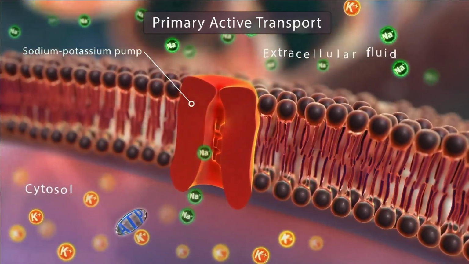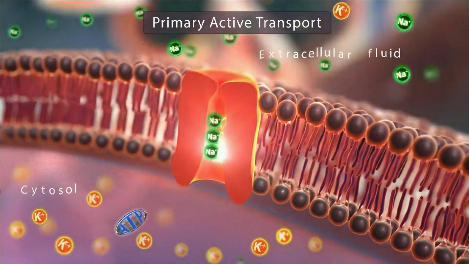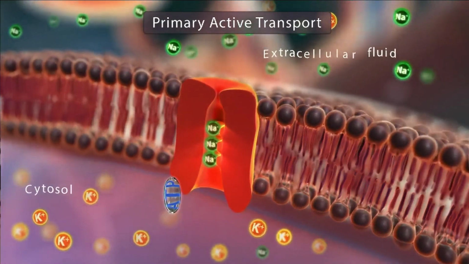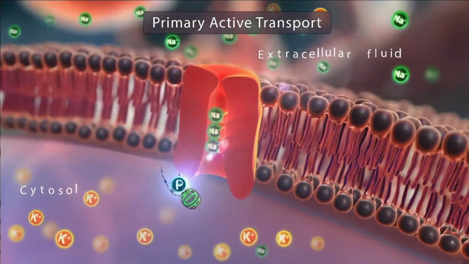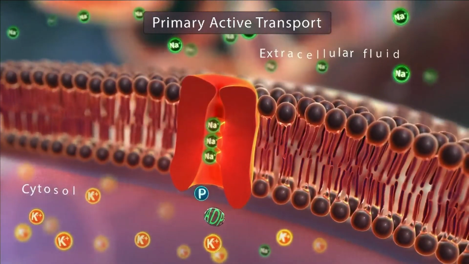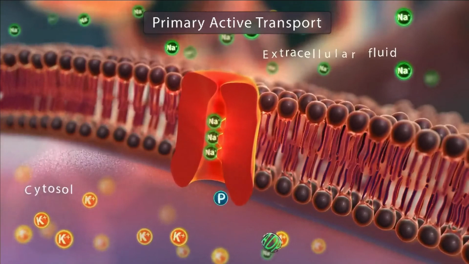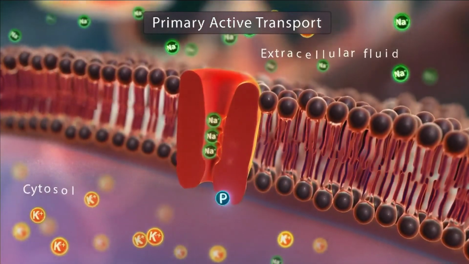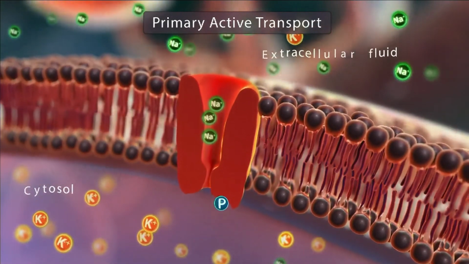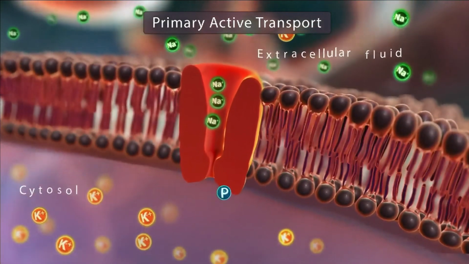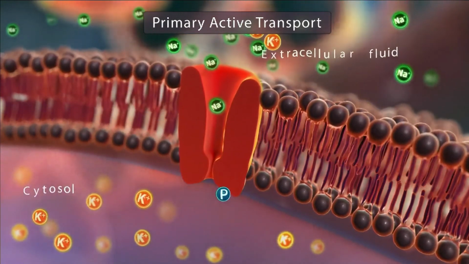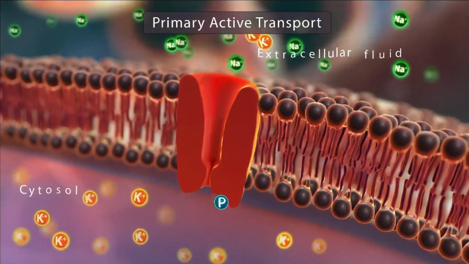3 sodium ions in the cytosol attach to binding sites in the pump. This triggers ATP to bind to the pump and split into ADP and a single phosphate. The released phosphate attaches to the pump, causing it to change shape and open to the opposite side of the membrane. The affinity of the sodium binding sites decreases, causing the release of the sodium ions into the extracellular fluid.